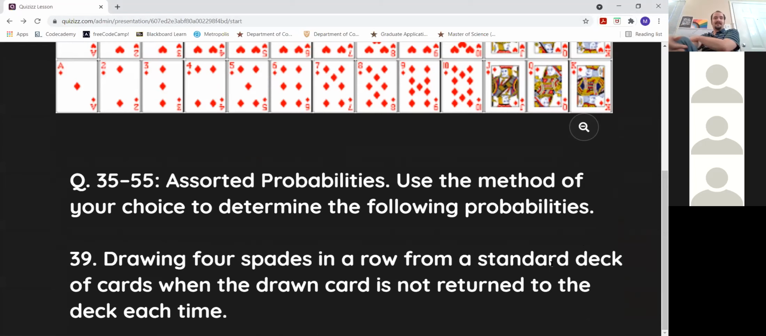Drawing 4 spades in a row from a standard deck of cards when the drawn card is not returned to the deck each time. This is a sorted probability. So this says use any method to determine. So they're not asking you whether things are with and statements, independent or dependent. And they're not asking you the or statement, whether it is overlapping or non-overlapping, right? Now they're just trying to get you to use all this information you had.